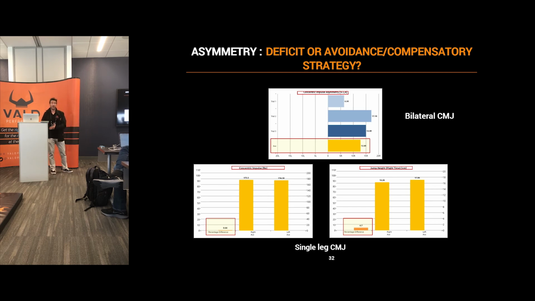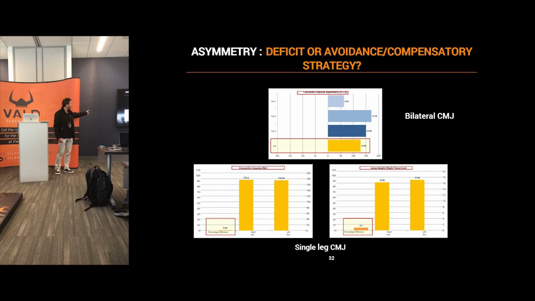Is it a deficit in ability, or is it a strategy just to avoid using that limb to load or to produce force? And so this is a nice example. This is a basketball player, same day. Up top you see the bilateral CMJ asymmetries, and what you see is a consistent right-sided asymmetry with a mean of around 13%.